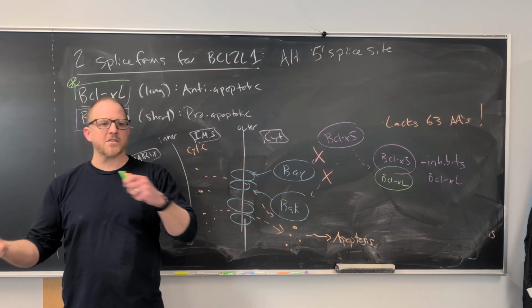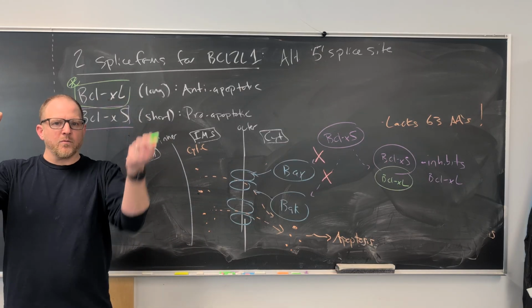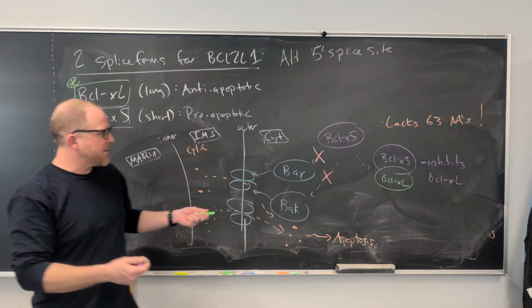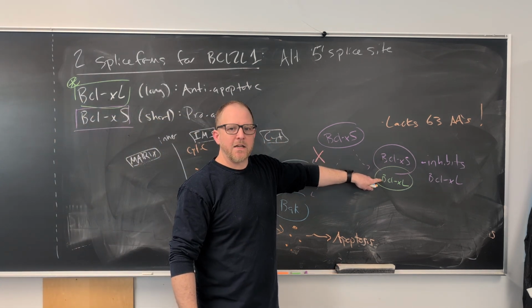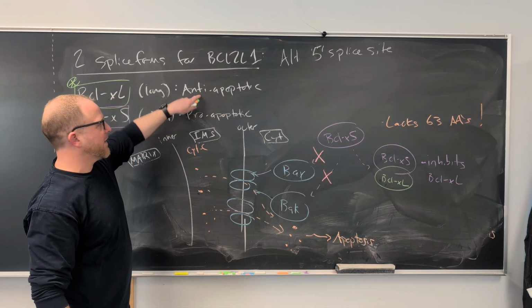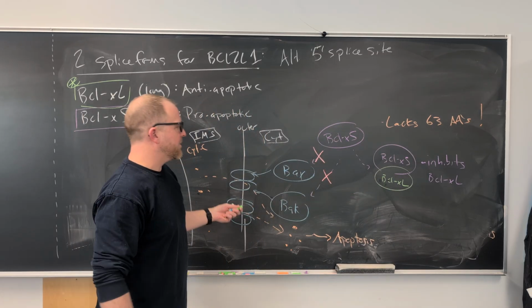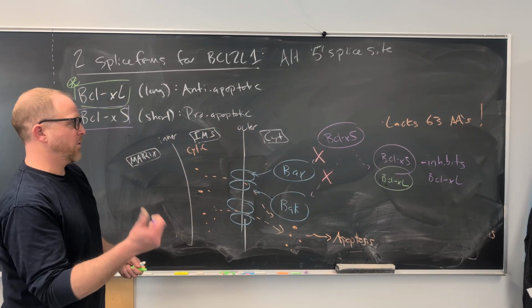So often in this case, it isn't just a switch between you're only making one or the other. Oftentimes you can make a little bit of one splice form that can help alter the function of the other one. In this case, producing BCL-XS actually inhibits any of the BCL-XL that's around. Remember, BCL-XL is our anti-apoptotic protein, so by inhibiting an anti-apoptotic protein, you further produce this entry into apoptosis, right? So this is a key decision point in this case.